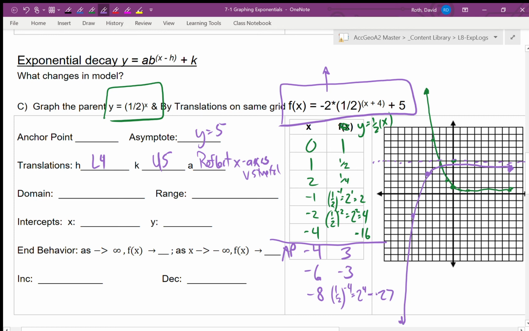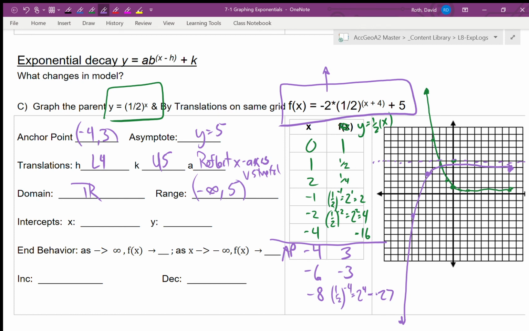Okay, fine. What was the anchor point? We said it was negative 4, positive 3. The domain, still all real numbers. The range, notice, comes up to a maximum since it's flipped. It goes from negative infinity up to a max at 5. Parentheses on everything. There is an x-intercept there.